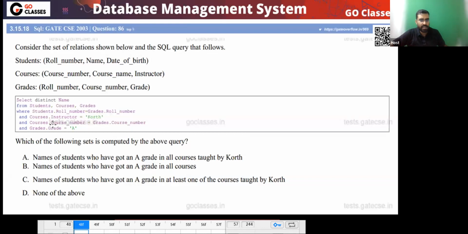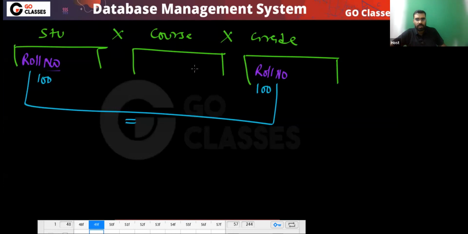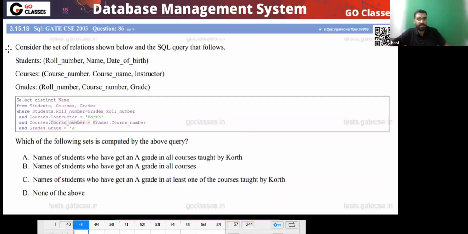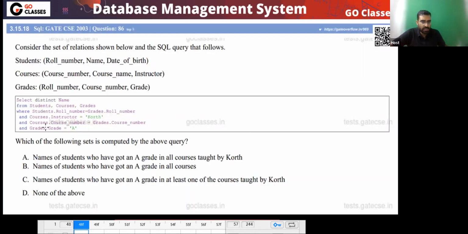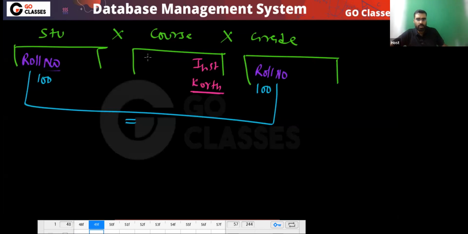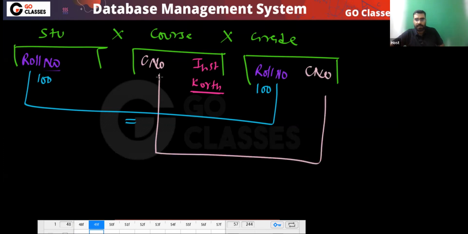Next, what is the condition? And. Course instructor must be course. In the course table there is an instructor, so that faculty, that instructor must be course. What else? Course number must be grade course number. Here also you have course number, here also you have course number, they must be the same. Like if here the course number is C1, here also the course number must be C1.